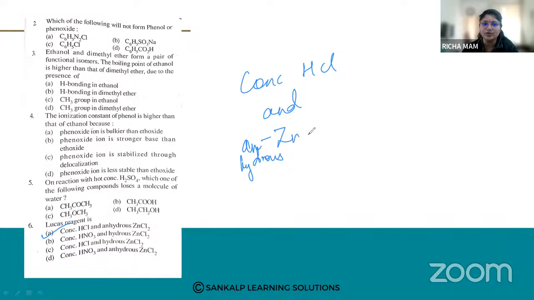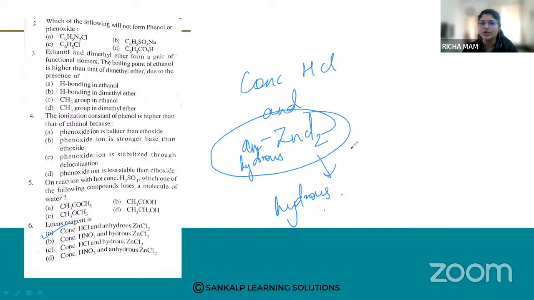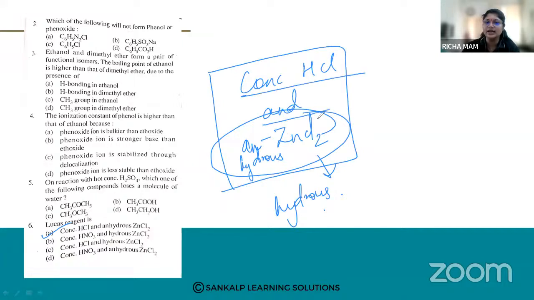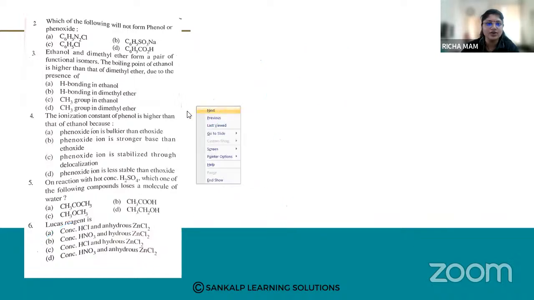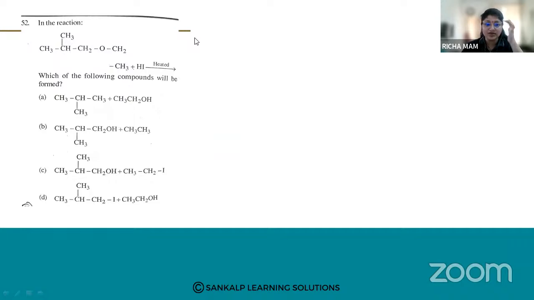Lucas reagent is nothing but concentrated HCl and anhydrous. Anhydrous means no water molecule is associated, and hydrous means water molecule is associated. So what is Lucas reagent? Lucas reagent is concentrated HCl and anhydrous ZnCl2. Option number A is the correct answer. Varun Raj and Shravat have also answered A. Let us go for the next one.